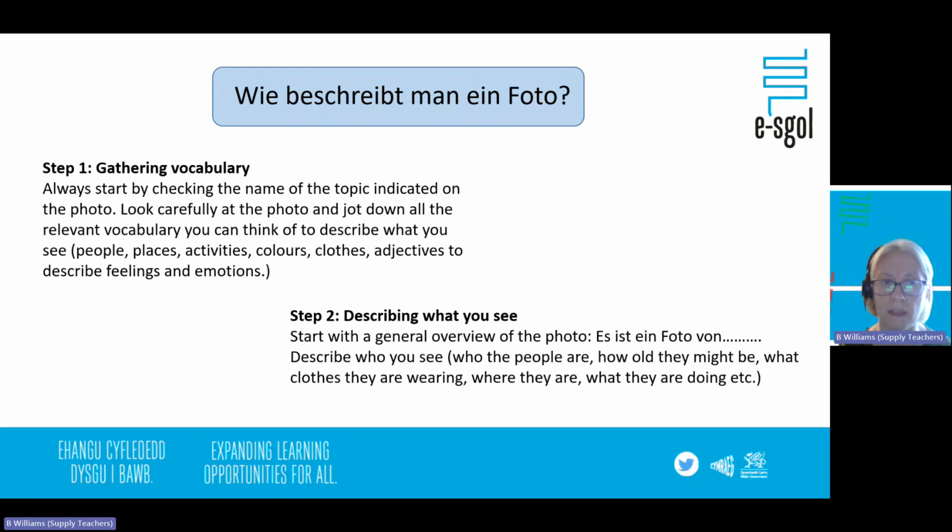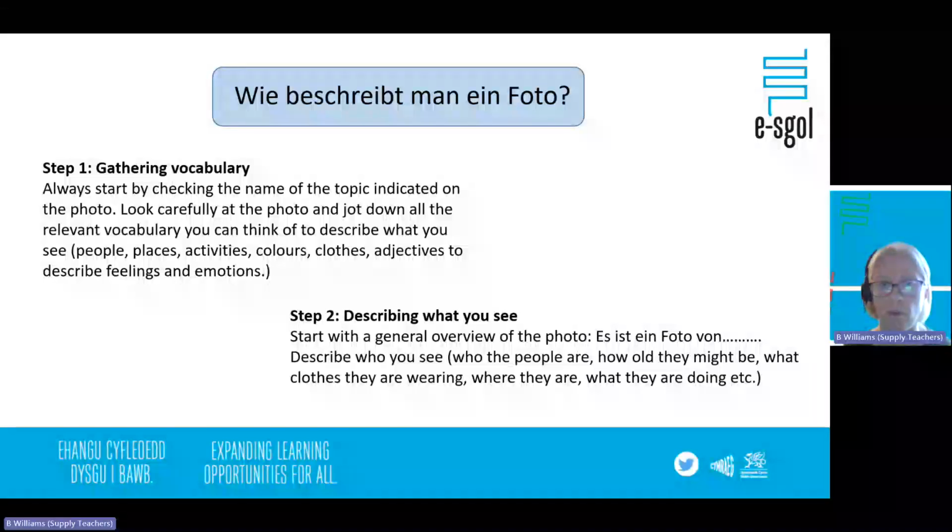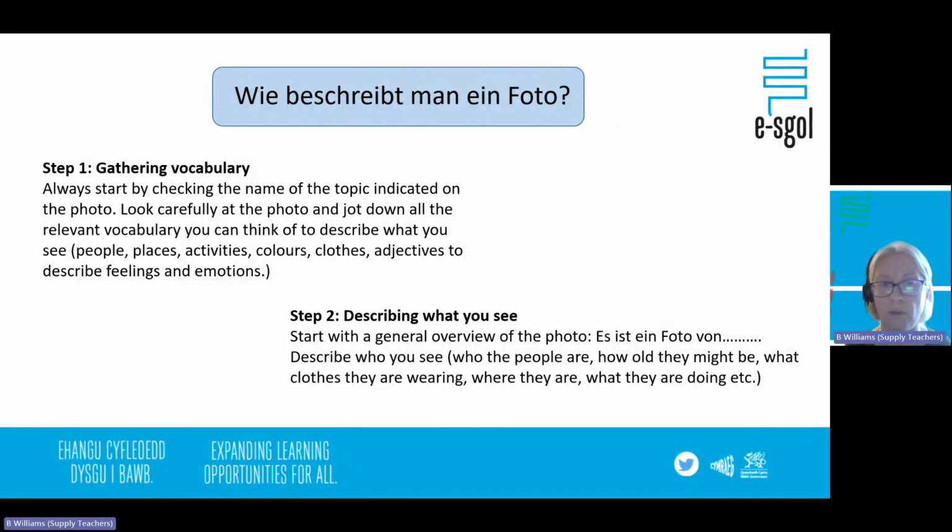So that's step one, gathering the vocabulary that you will be required to use. Step two then is to think about how you can actually use those vocabulary pieces to describe what you're seeing. So start with a general overview of the photo. What is it a photo of? For example, you could begin that with "Es ist ein Foto von."